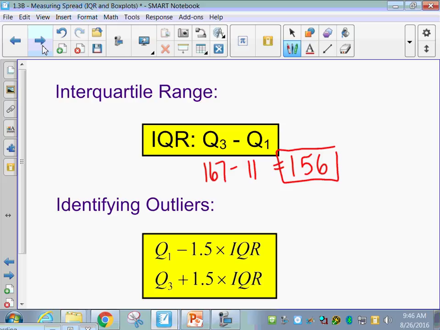So what percent of the data is between Q3 and Q1? 50% of the data, right? It's that middle part. Okay.